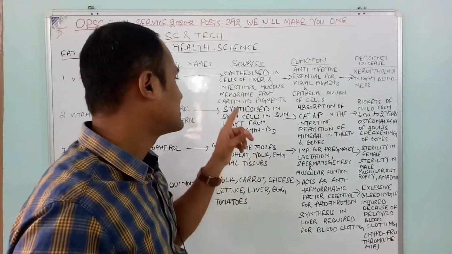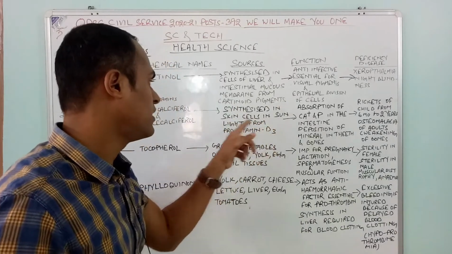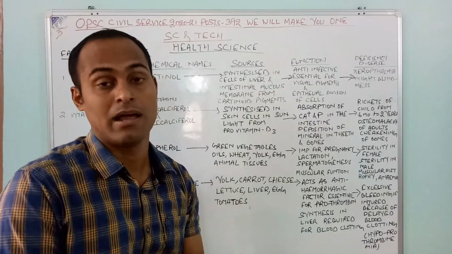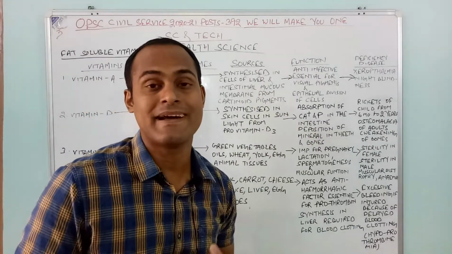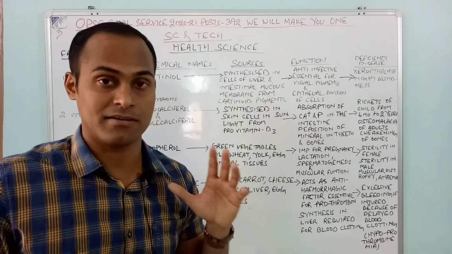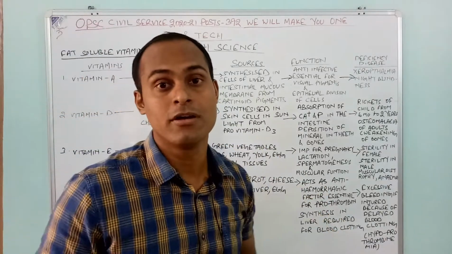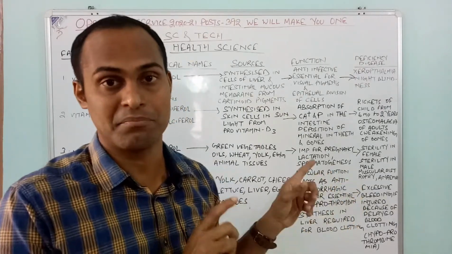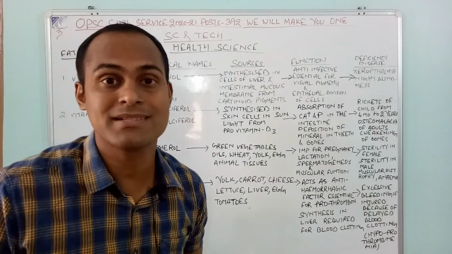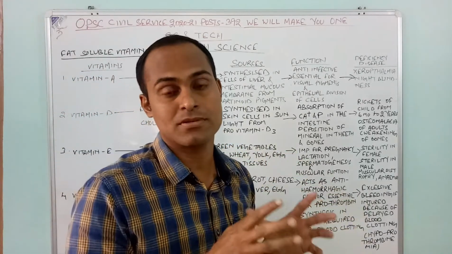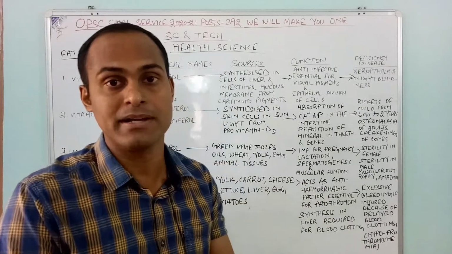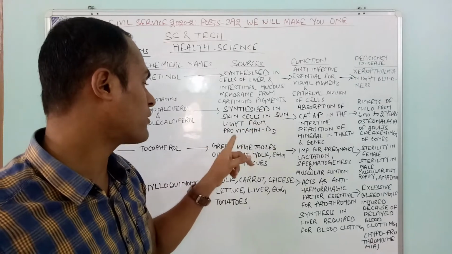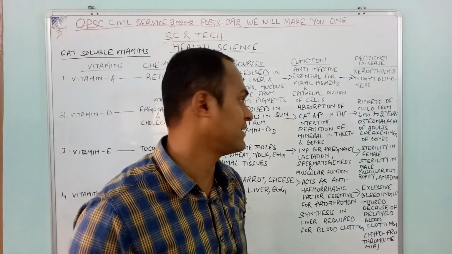Then what are the sources? It is synthesized in skin cells in sunlight from provitamin D3. Most of the time you might have seen old ladies say that if you want a baby with good strong bones, make them stand in the sun. That means they know the value of sunlight in the formation of vitamin D. So it is synthesized in skin cells in sunlight from provitamin D3.